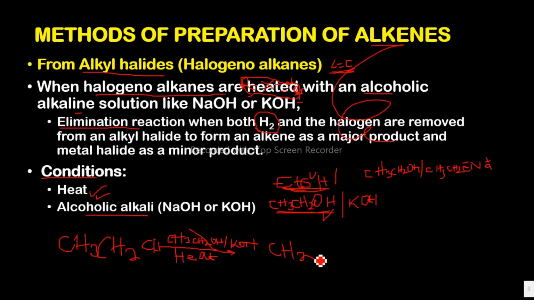This is an elimination reaction. You must get an alkene. Okay? Nomenclature, this is chloroethane. We can say ethyl chloride. It is still the same thing. Then this one is ethene. Is that okay?